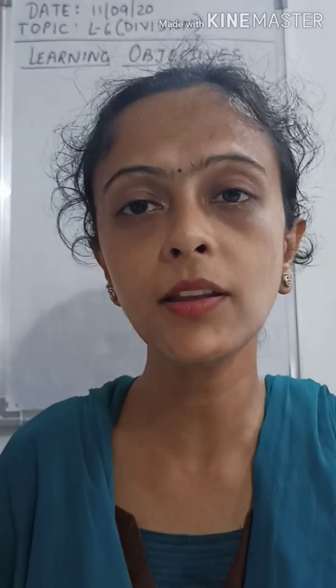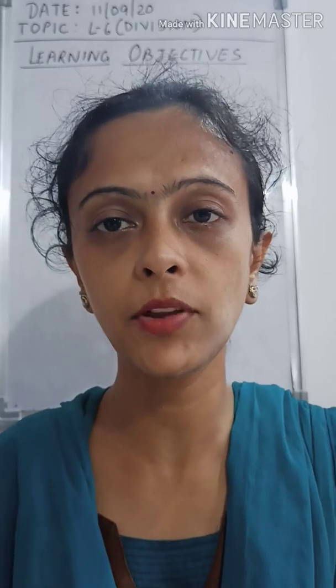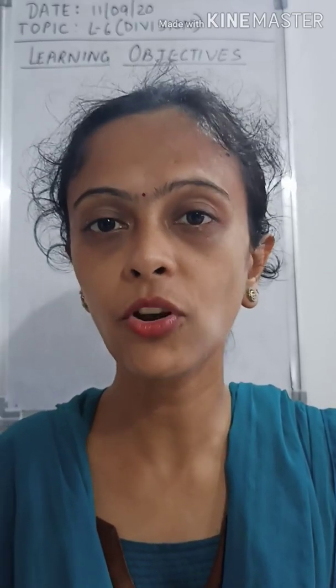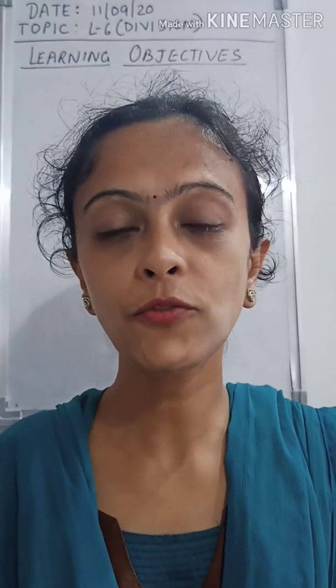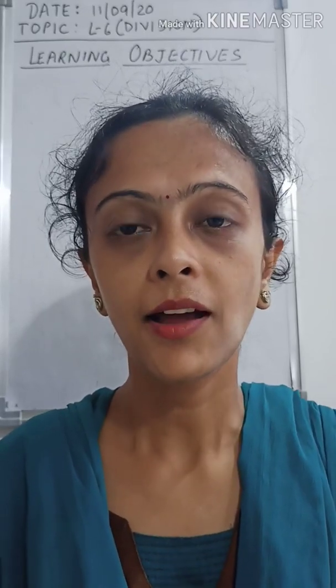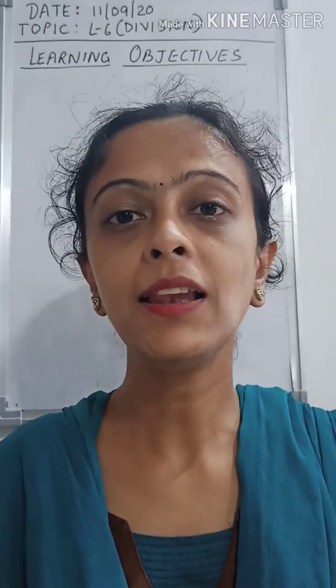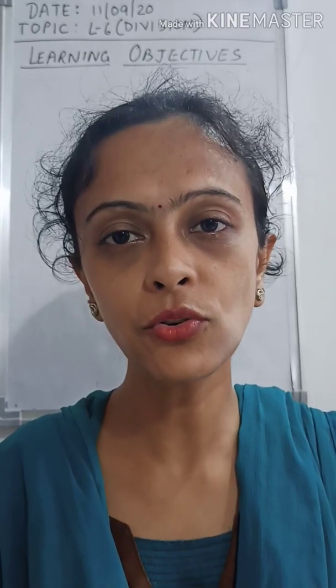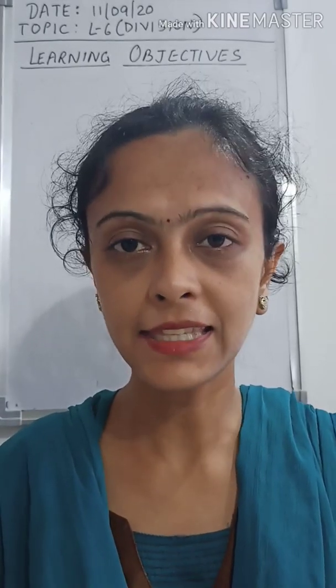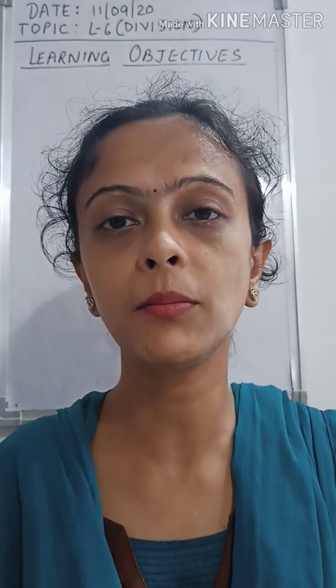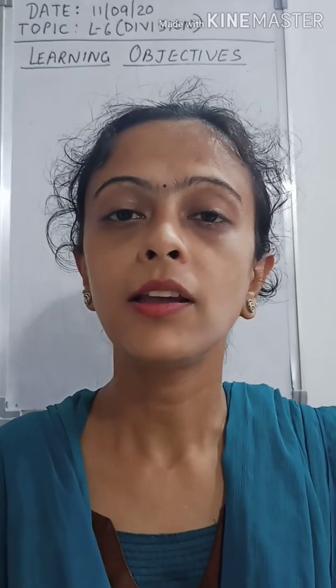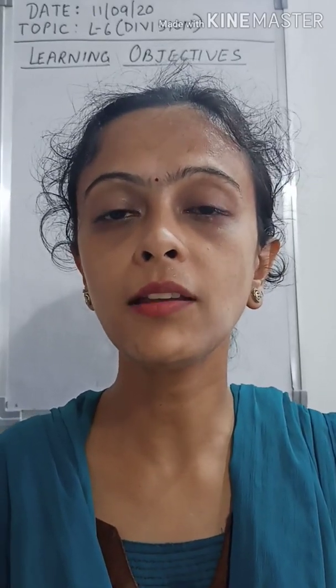So do you remember what are the divisibility rules that we have discussed in our previous classes? Yes, I think you all know that. So the first rule was for 2. How do we know a number is divisible by 2? If the last digit is 0, 2, 4, 6, 8, then the number is divisible by 2. Okay, now the test for 3. So what is the test for 3?